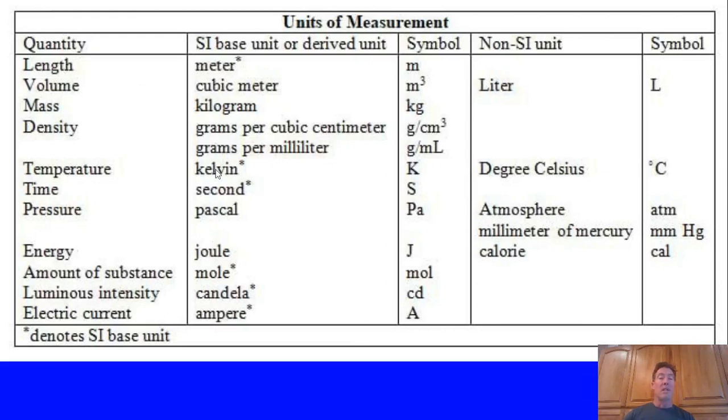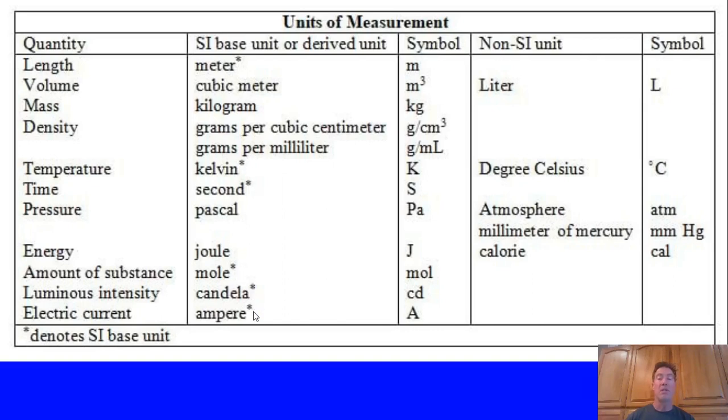Now, some of these units can be derived from these base units. So, for example, the base unit of length is the meter. Volume is simply length times length times length. It's width times length times height. And so we can get to the volume, which is simply 3 of these meter units. Kilogram, density. Density is mass divided by volume. So you're going to see some of the ones with asterisks, those are the base units.